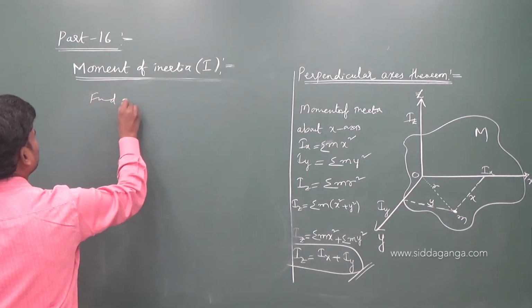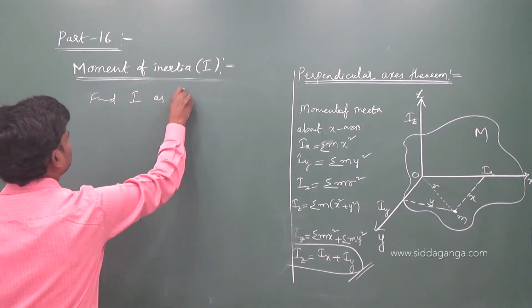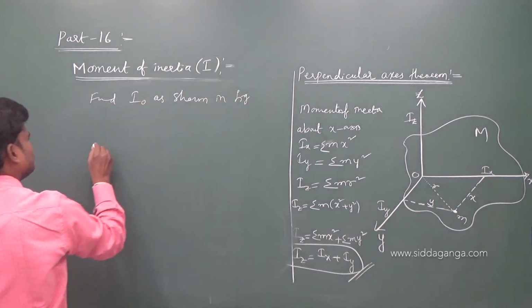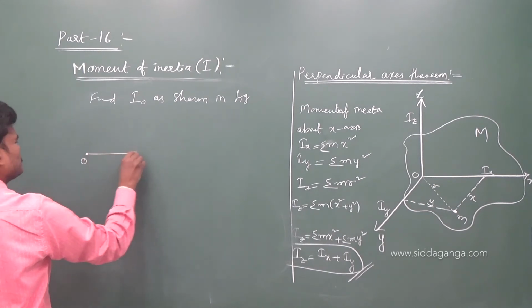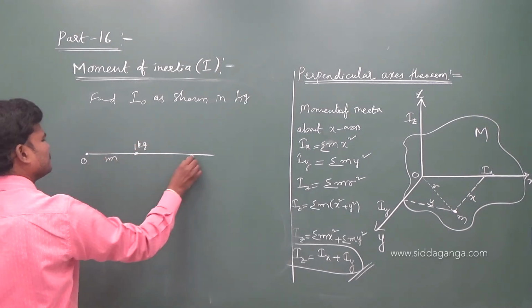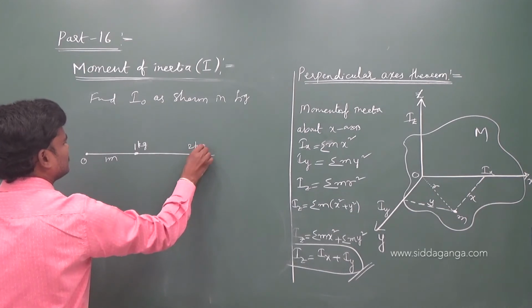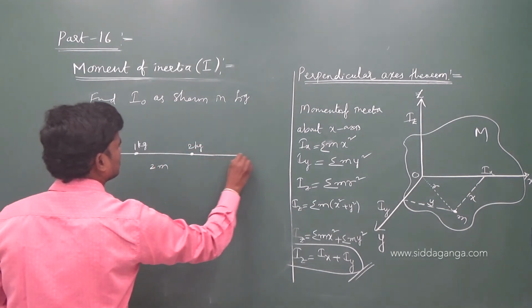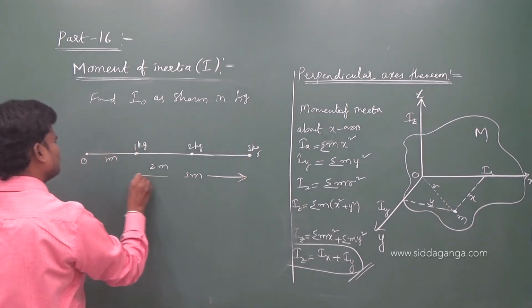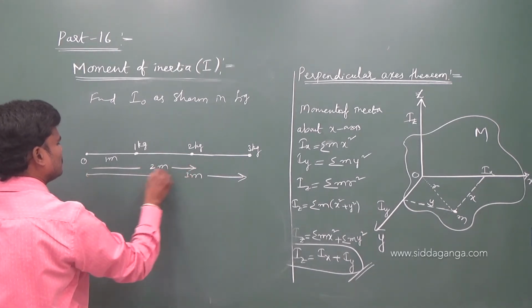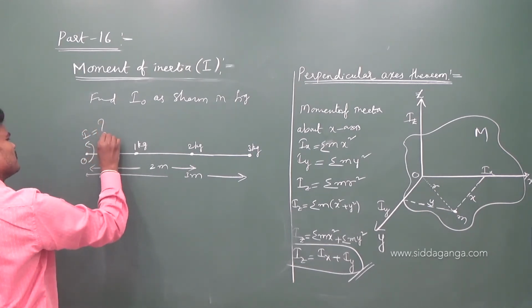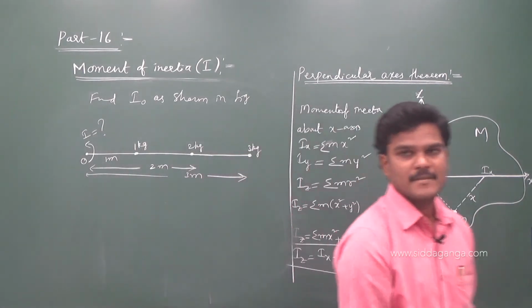Find, simple problem, find the moment of inertia as shown in figure, about O. So this is the O. Let us suppose this is 1 kg, which is at a distance of 1 meter, 2 kg at a distance of 2 meter, 3 kg at a distance of 3 meter from O. Find the moment of inertia about this. Simple.